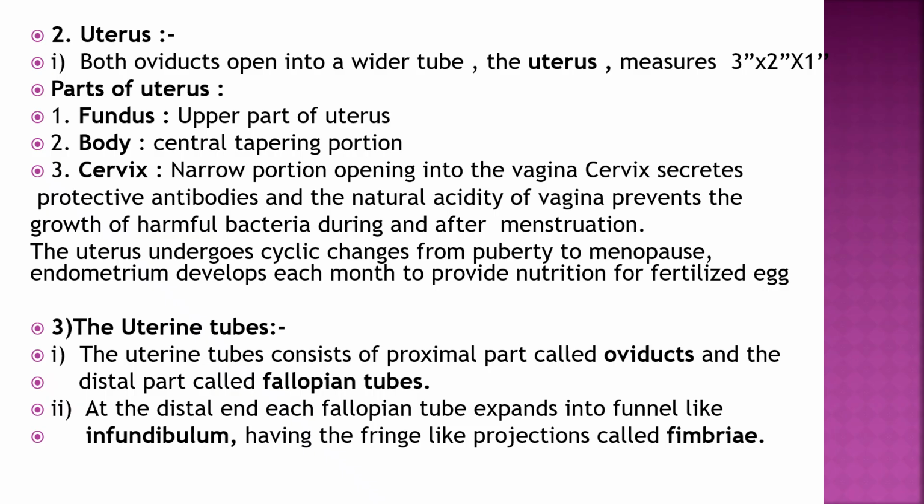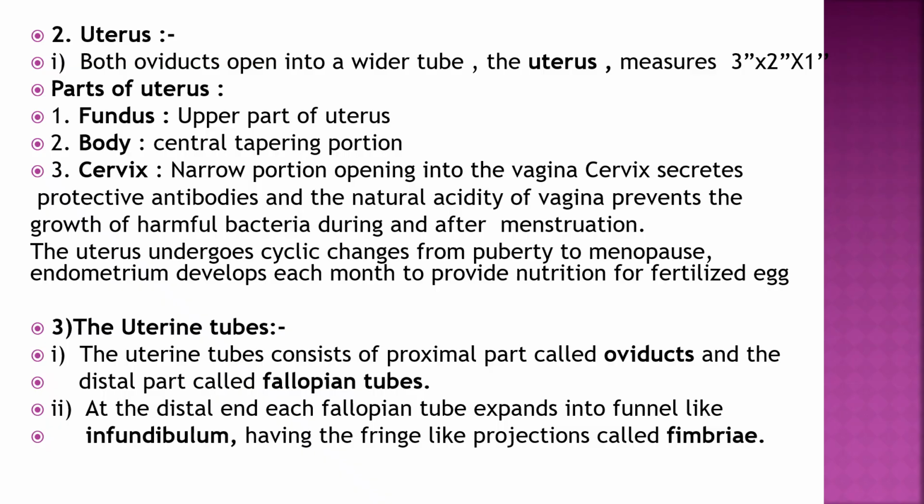Then second is the uterus. Both oviducts open into a wider tube. The uterus measures 3 by 2 by 1 inches in size, and the parts of the uterus are fundus, body and cervix. The upper part is the fundus, the central part is the body, and the cervix is a narrow portion opening into the vagina. The cervix secretes protective antibodies, and the natural acidity of the vagina prevents the growth of harmful bacteria during and after menstruation. The uterus undergoes cyclic changes from puberty to menopause, and this is called the menstrual cycle. The endometrium develops each month to provide nutrition to a fertilized egg.